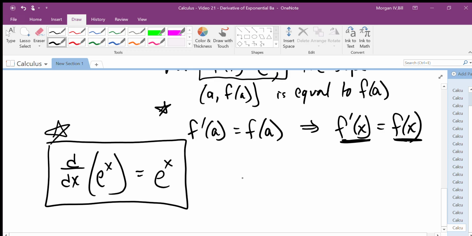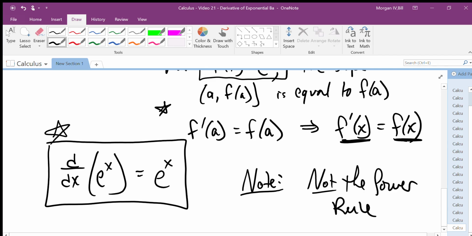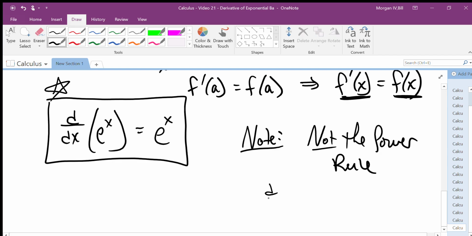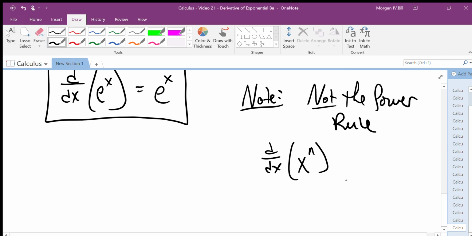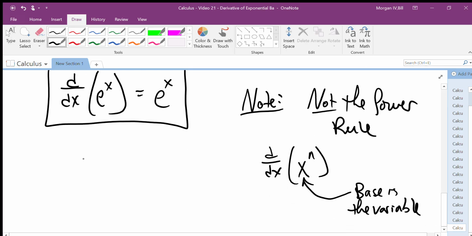One note here, this is not the power rule. All right, go back to power rule. Power rule says the derivative of x to the power of n. In the power rule, the base is the variable. That's when you use the power rule. For the exponential, such as e to the x, the exponent is the variable.